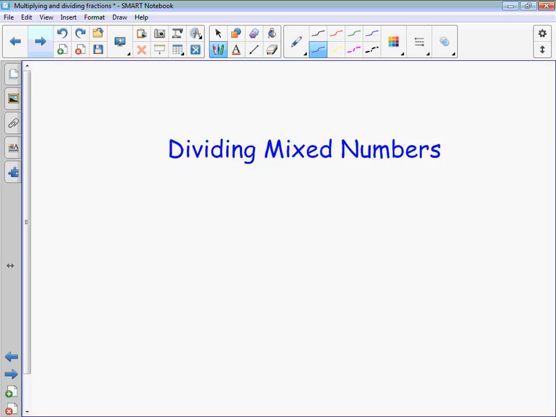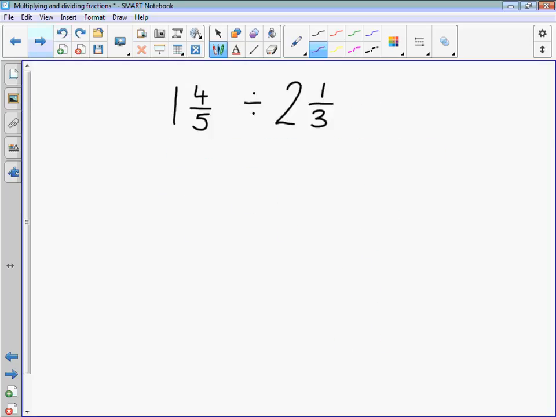I'm going to show you how to divide mixed numbers. Here are two mixed numbers. In order to use the method that I showed you before, we need to convert them into improper fractions. So to get the numerator of my first fraction, multiply 1 by 5, that's 5. And if I add 4, I get 9. There is a vodcast on this if you didn't get that. That gives me the numerator. My denominator stays the same, it's 5.